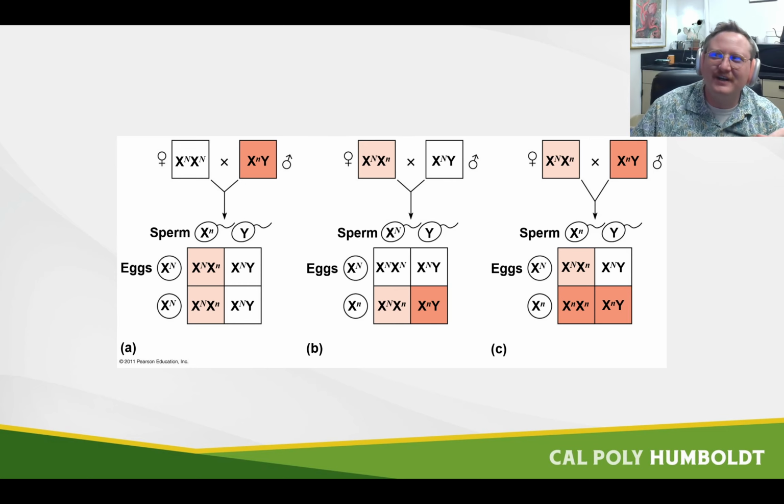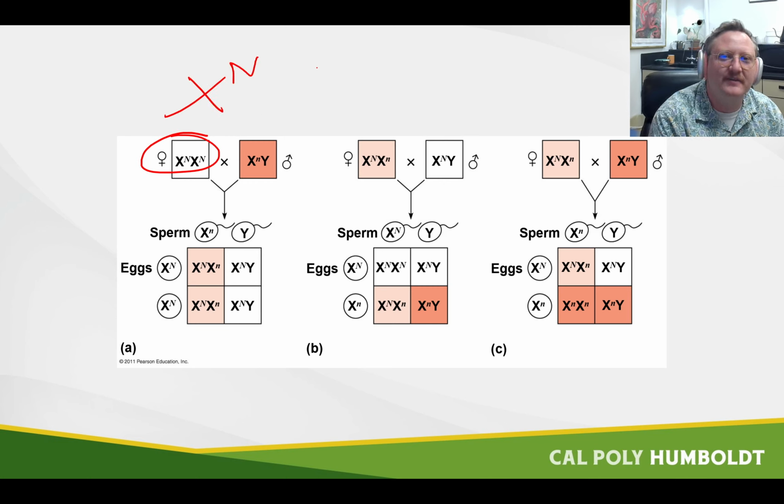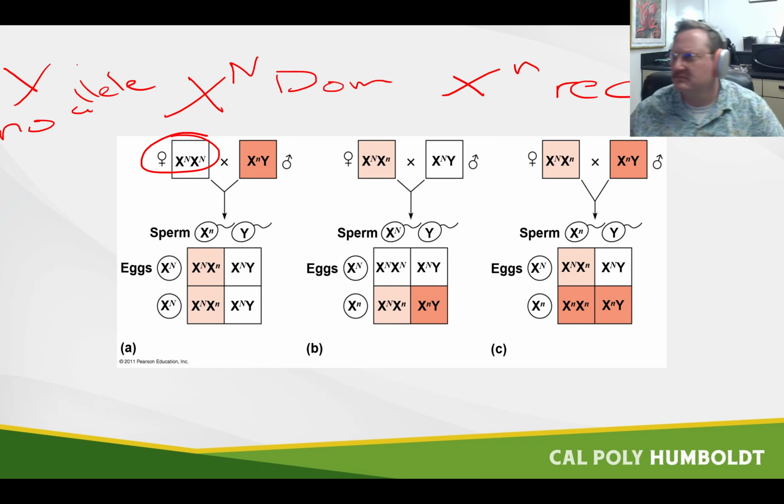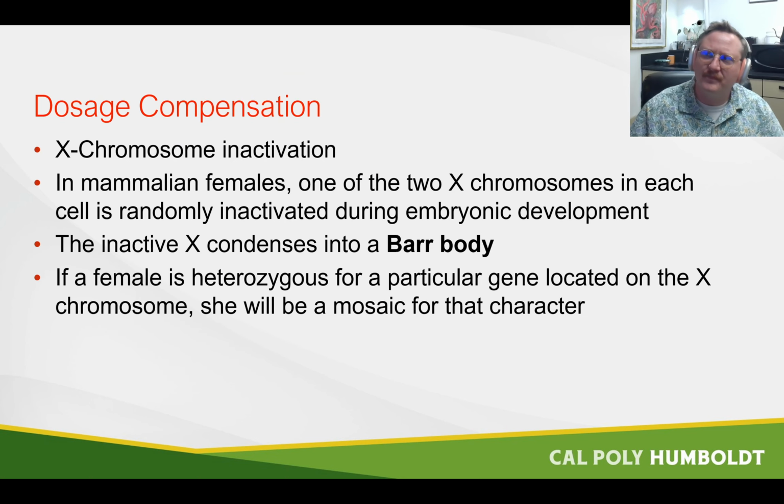So this is the notation we use for talking about X-linked characteristics. We've got the X's, and if the X has a capital letter, it's the dominant allele. If the X has a lowercase letter, it's the recessive version of the allele. And then Y has no allele. It doesn't have it. Going to keep moving forward.